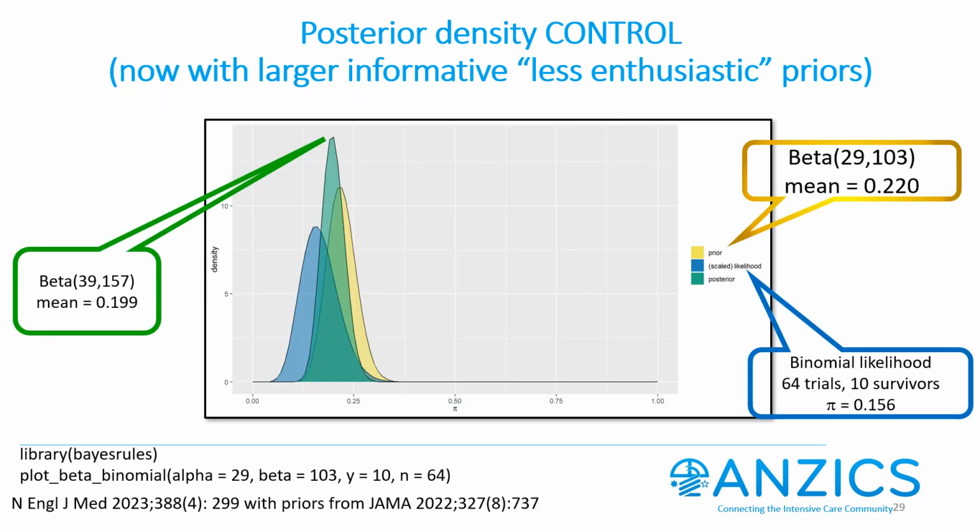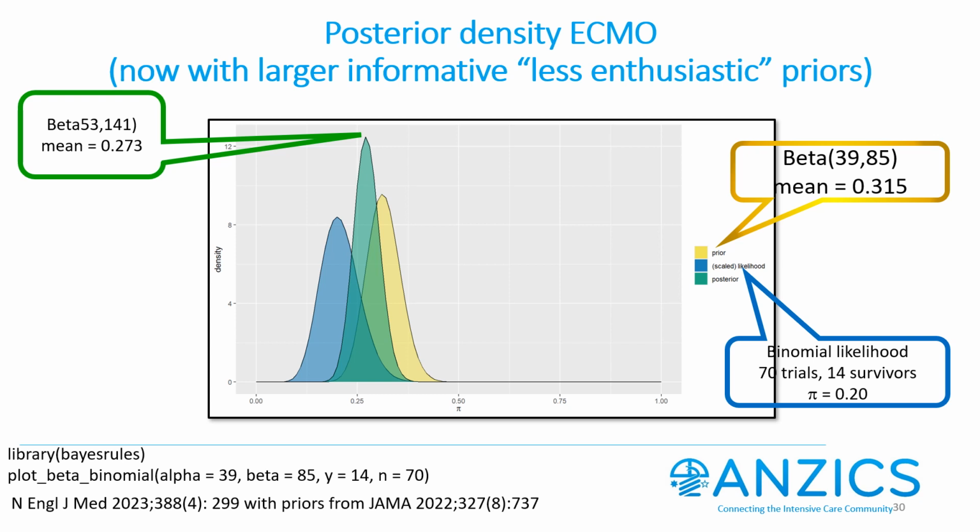Here's the control group with the less than enthusiastic prior, but now very clearly a tall peaked curve, very sure of where it sits. No great uncertainty about where the prior is now, and we put that together with the data that we've seen now twice before, and we get a posterior probability of nearly 20% in the control group for survival. And here we are with the active arm, the ECMO arm, where we saw 31% survival, and the posterior has moved up to 27.